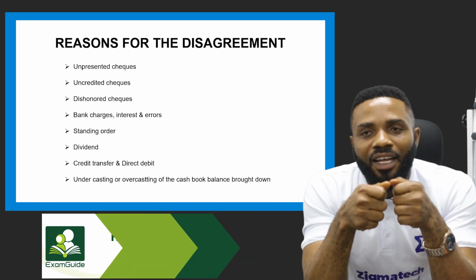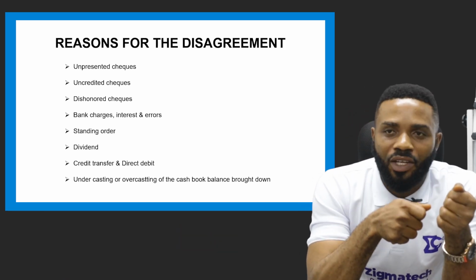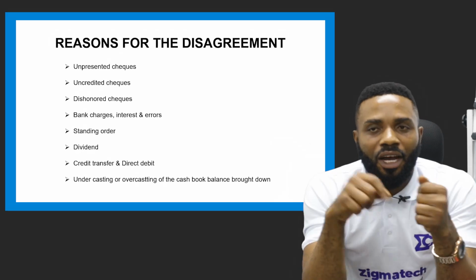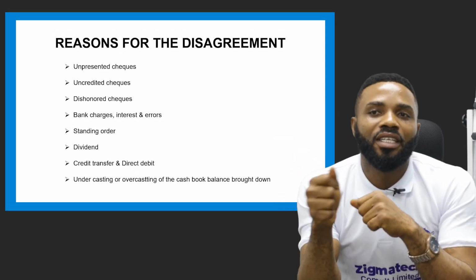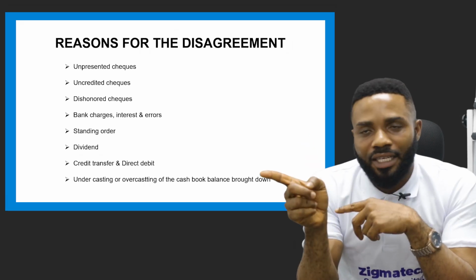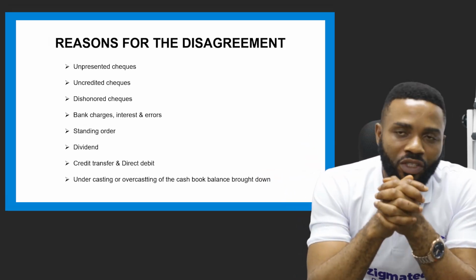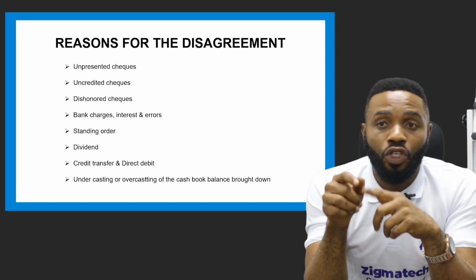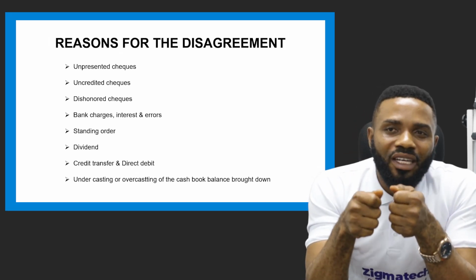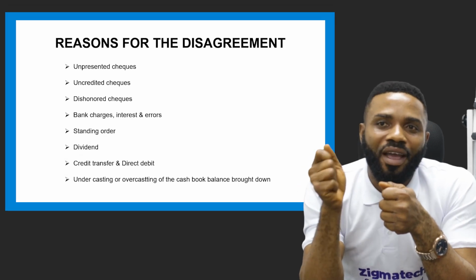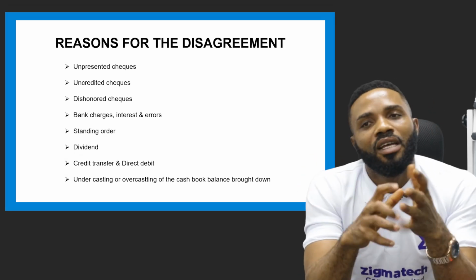Now that check has reduced your cash to 5,000 while the bank is still 10,000. So if the customer has not taken that check to the bank for payment, your bank will still be reading 10,000 while your cash book will now be reduced to 5,000. So an unpresented check will cause the bank statement to be higher or greater than the cash book.